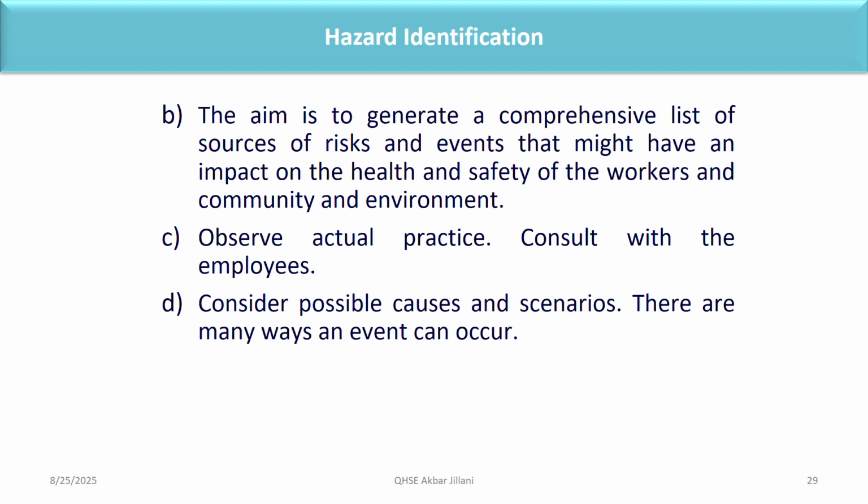Now, actually, in this case, we will take why we identify the hazard. The aim is to generate a comprehensive list of sources of risk and events that might have an impact on the health and safety of the workers, community, and environment. Observe actual practice. Consult with employees, because the employees are working with us and they are well familiar with the hazards in the workplace. Then consider possible causes and scenarios. There will be some scenarios involving hazards.